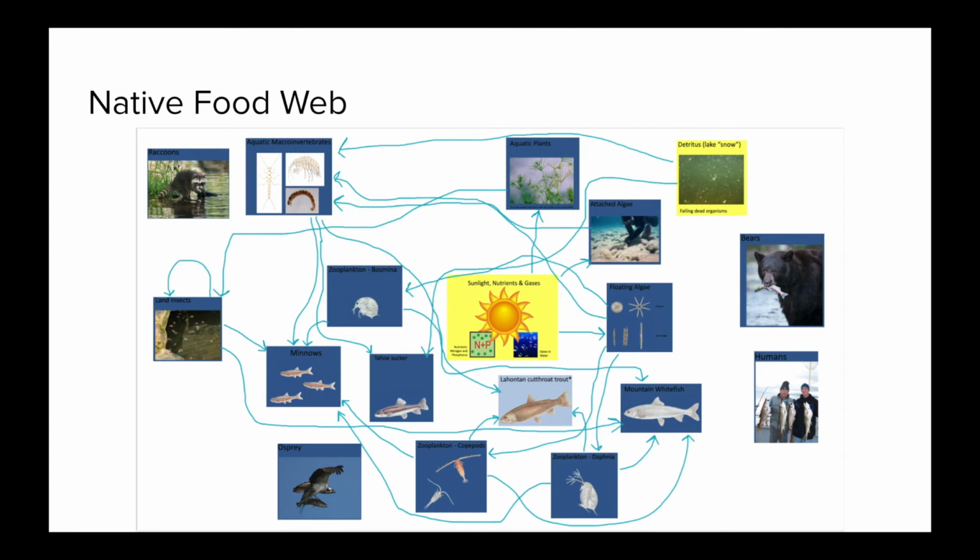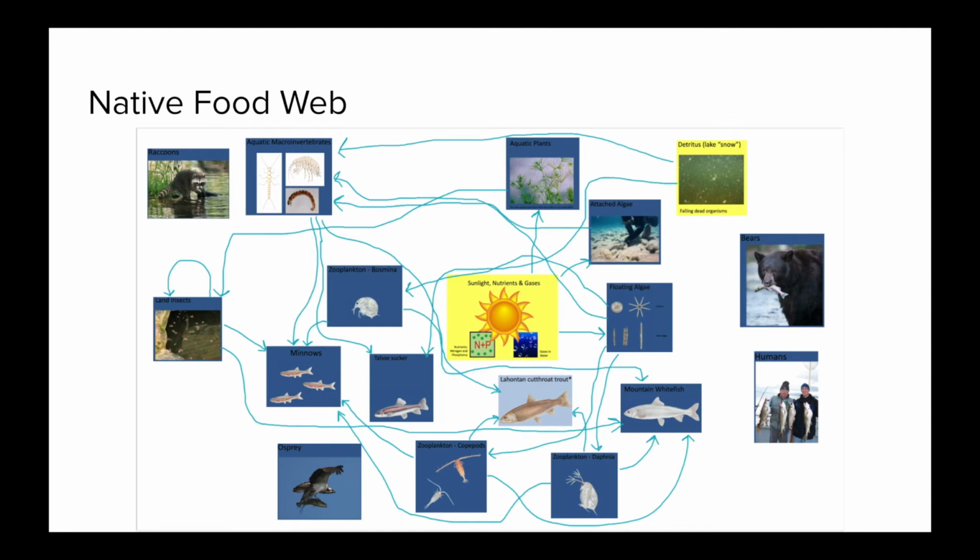You can even write down how many arrows are pointing towards it. And what does that mean? That it's eating those organisms. And how many arrows are pointing away from it? And what does that mean? That means it is being eaten by the other organism.